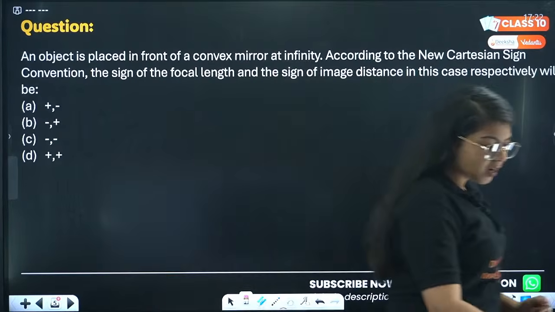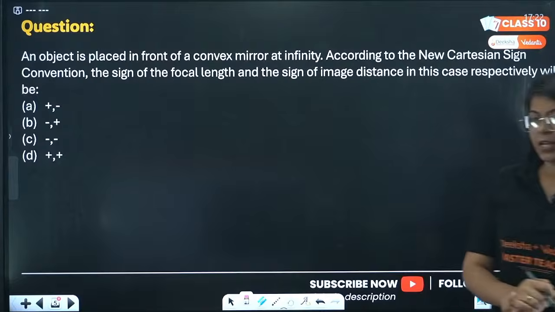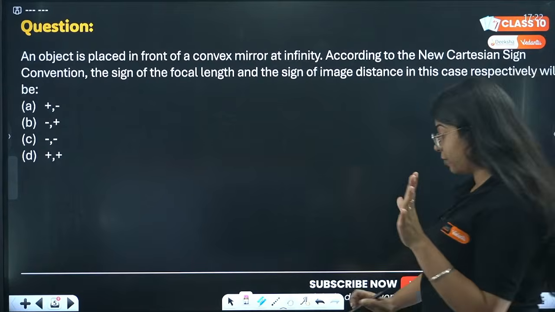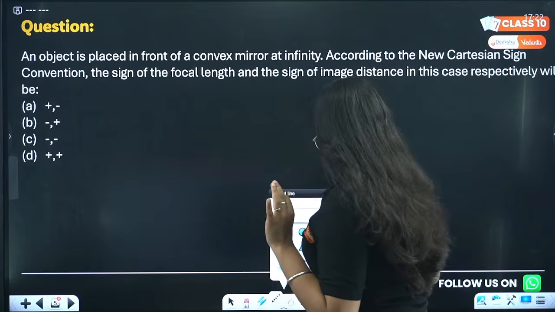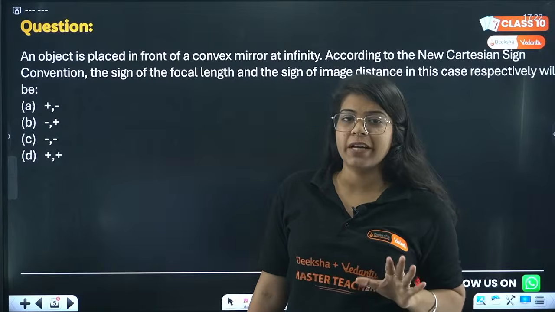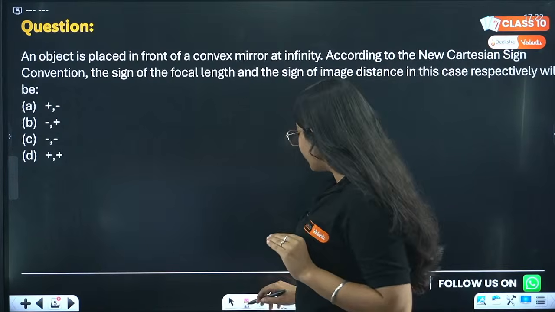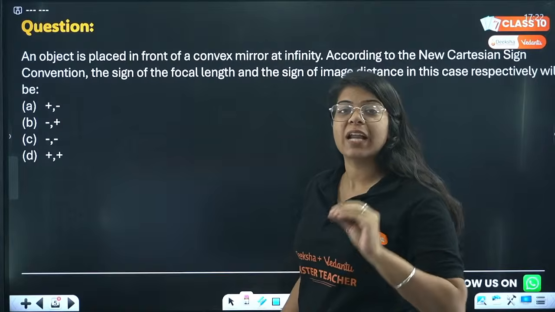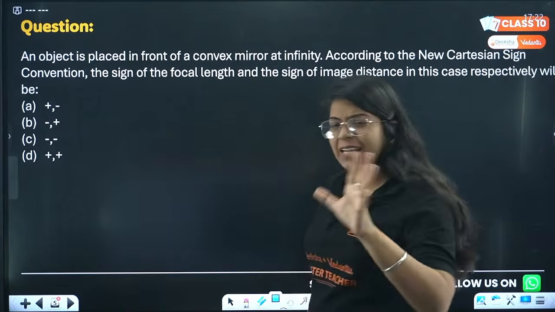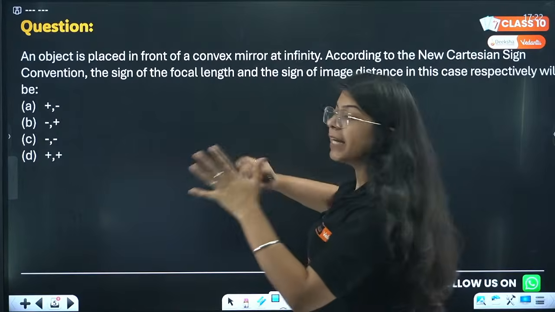Okay, let's do the first numerical quickly, everyone. Give me the answer. An object is placed in front of a convex mirror. Now, beta, in my lives, I have one rule. We write as we read, right? So every time you read a numerical, you read a question, you have to write down what is given in this question. So instead of just writing down, this is an MCQ, let's just highlight the keywords.